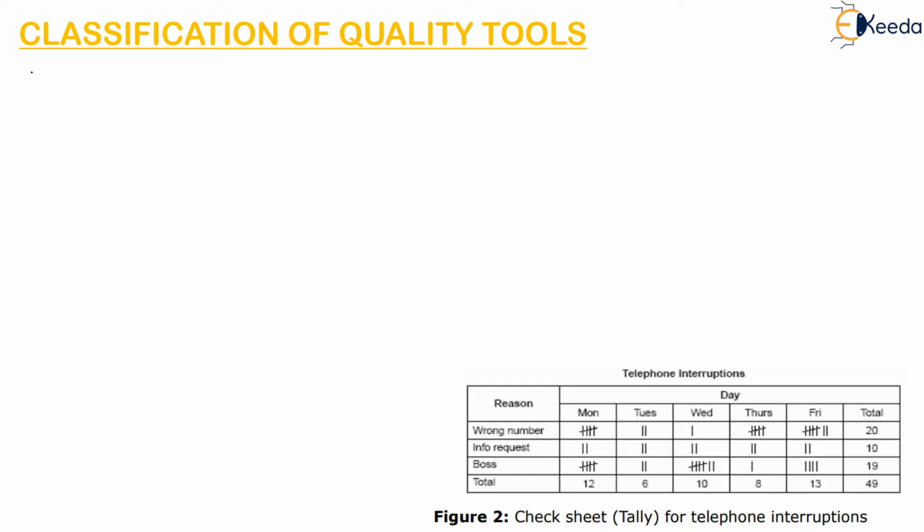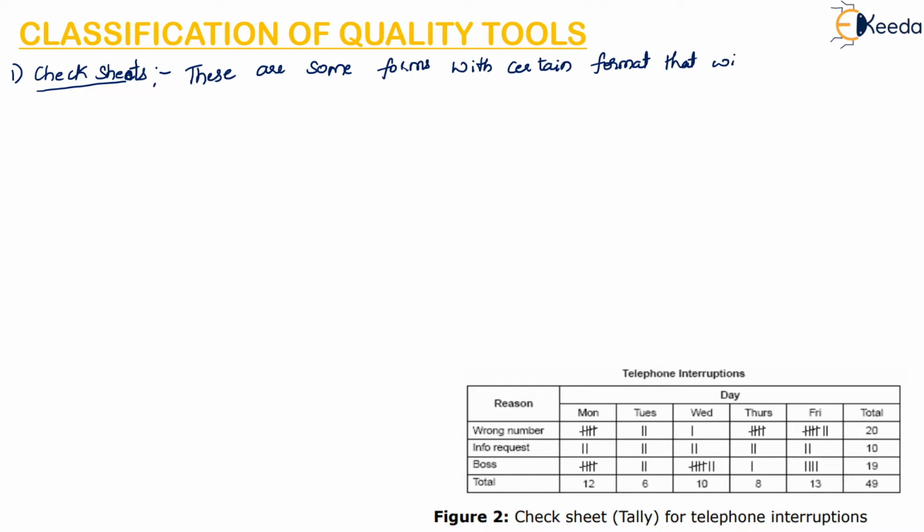Now let us discuss these quality tools one by one. So the first one is the check sheets. These are simple forms with certain formats which will help the user to record data in a systematical manner. So they are some forms with some specific format that will help the user or operator to record data in a systematic manner.